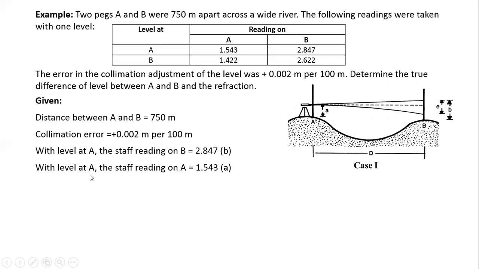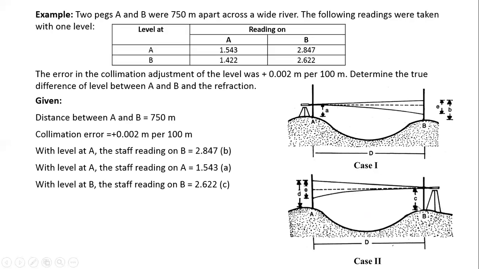Then with level at A, the staff reading on A is 1.543. This is noted by small a in the diagram. Then when the level is at B, suppose that this is the second position, the staff reading on B is noted by C here. This is equal to 2.622, which is noted by C. Similarly, when the level is at B, the staff reading on A is denoted by small d here.